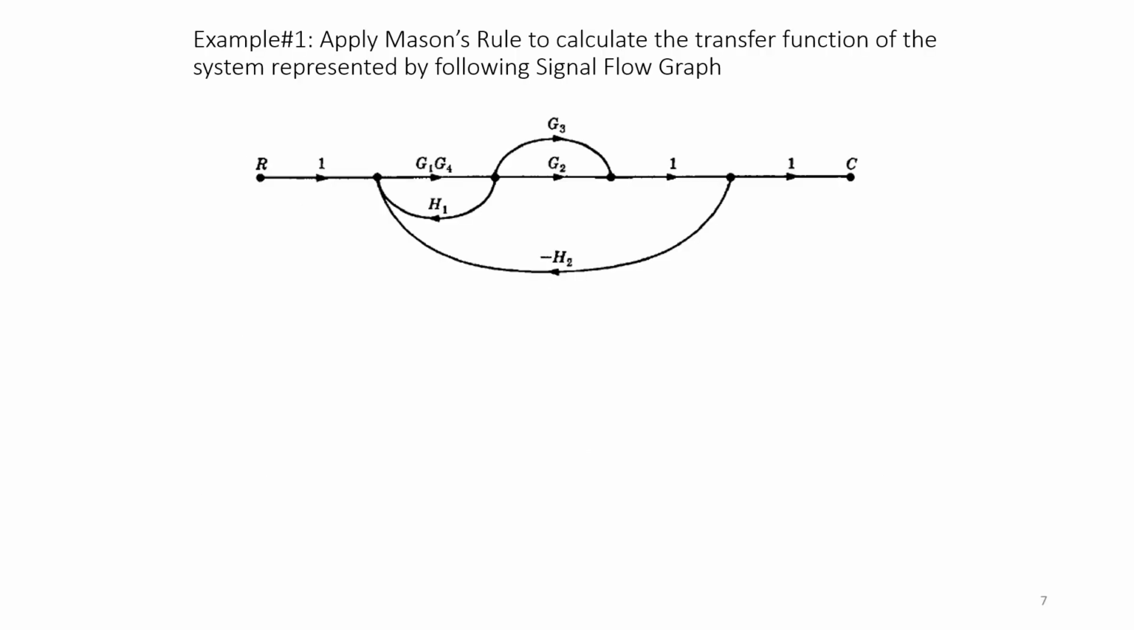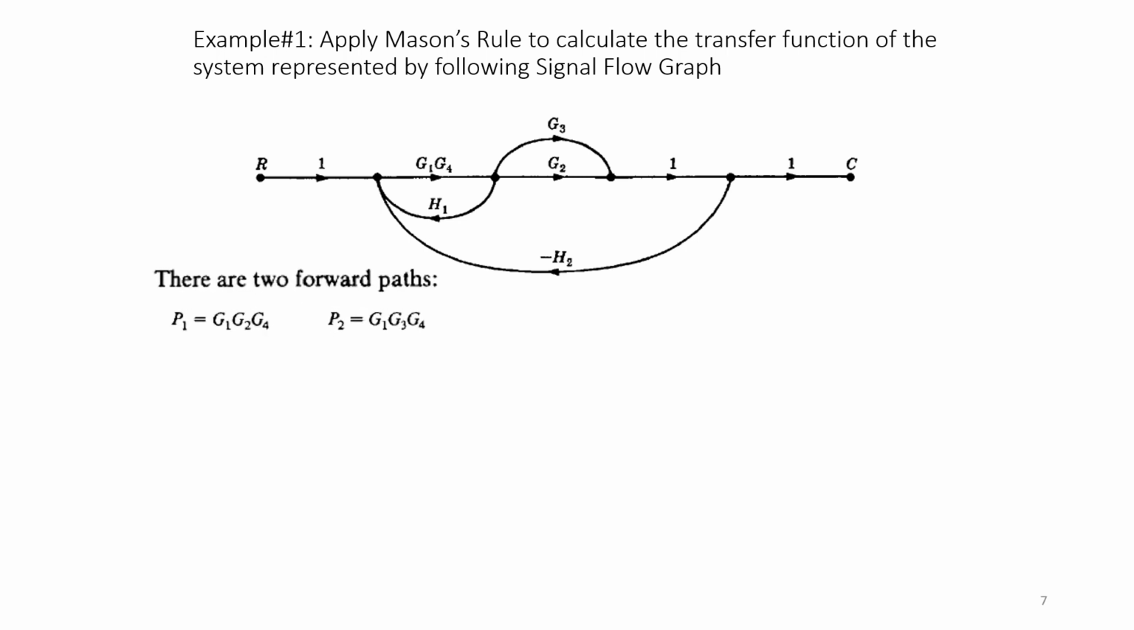Now let's take a few examples and we'll see how this works out. So this is the example which we are taking. The question is, apply Mason's rule to calculate the transfer function for the system represented by the signal flow graph which is given in the figure. Our task is to apply Mason's rule and find the transfer function for the signal flow graph.